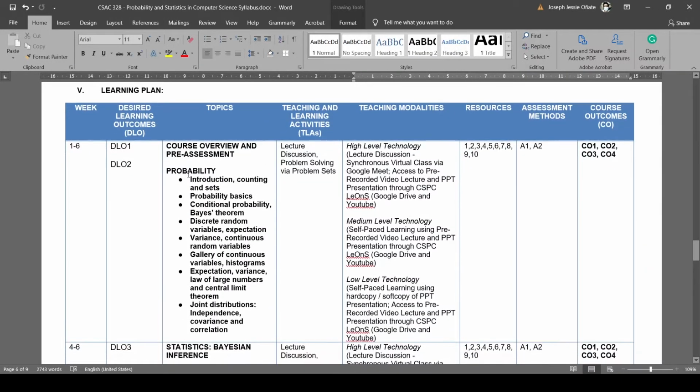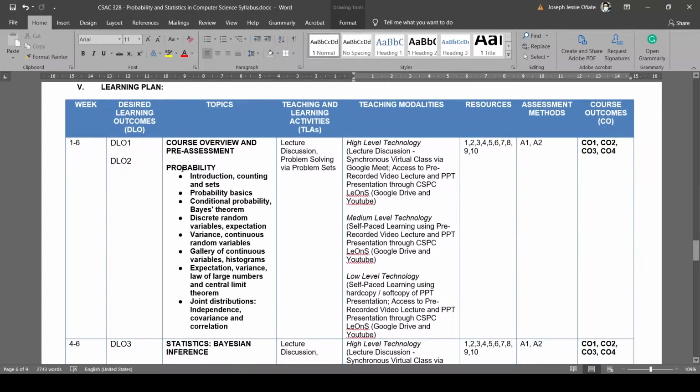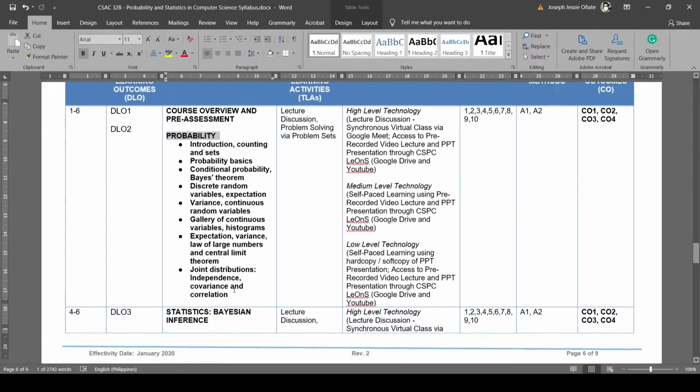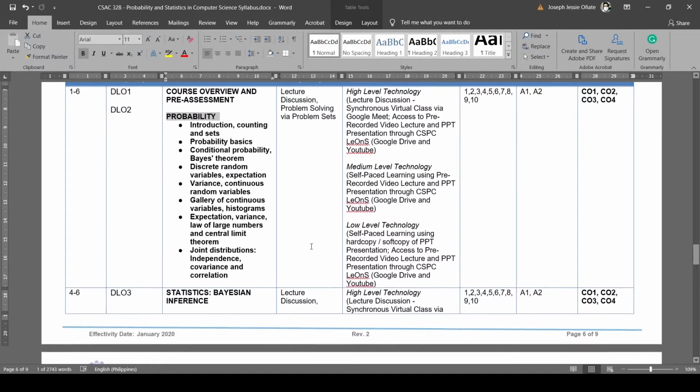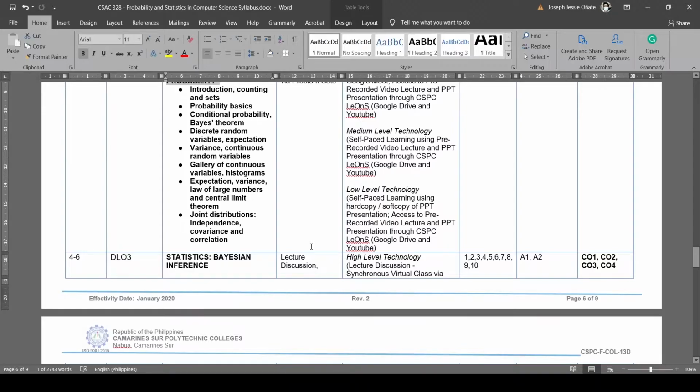For our learning plan, this will be our learning plan. For weeks 1 to 6, I will introduce to you probability. Under probability, we have introduction, counting and sets, probability basics, conditional probability and Bayes' theorem, discrete random variables, expectation. We have also variance, continuous random variables, gallery of continuous variables, histograms, expectation, variance, law of large numbers, and central limit theorem. We'll also discuss joint distributions, independence, covariance, and correlation. So that's for weeks 1 to 6.